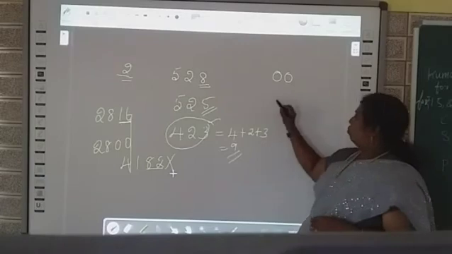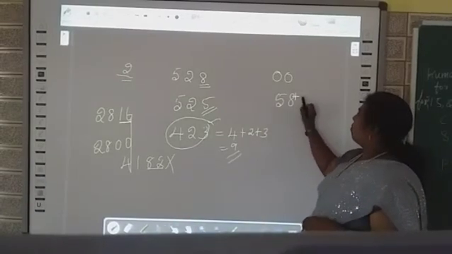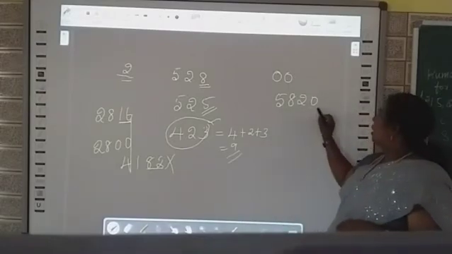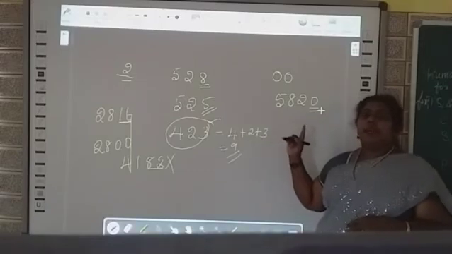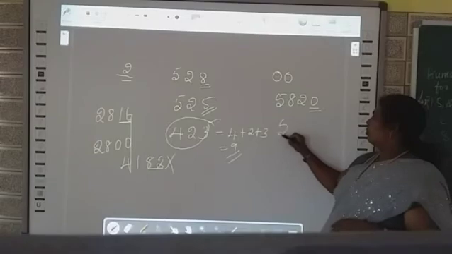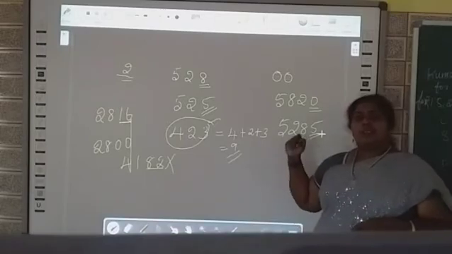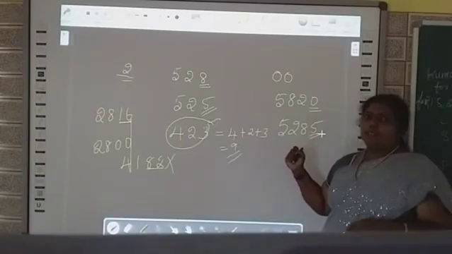See here, 5,820. The last digit is 0, so this number we can divide by 5, isn't it? Yes. If the number is 85, the last digit is 5, so this number also we can divide by 5, isn't it?